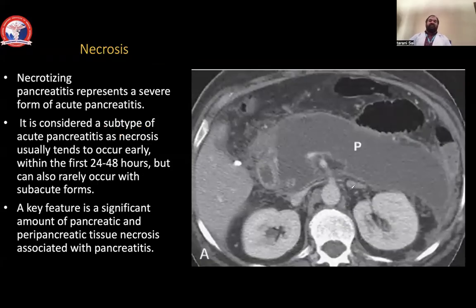Coming to necrotizing pancreatitis. It represents a severe form of acute pancreatitis. It is considered a subtype of acute pancreatitis with necrosis. Necrosis usually tends to occur early, within the first 24 to 48 hours, but can also rarely occur with subacute forms. A key feature is a significant amount of pancreatic and peripancreatic tissue necrosis associated with pancreatitis. This is a CT abdomen in the portal venous phase.